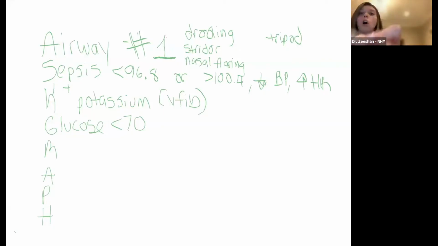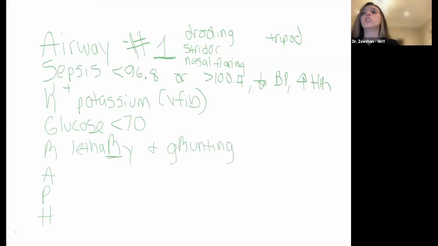Then we have R. R is for lethargy and grunting. How do we describe a patient, for instance, that's less than maybe 5 years old? In pediatric patients, we have to be able to describe them because they can't tell us how they're feeling, right? A lot of times in pediatrics, you'll see a child who's lethargic or grunting, and it's something that we're freaking out about.